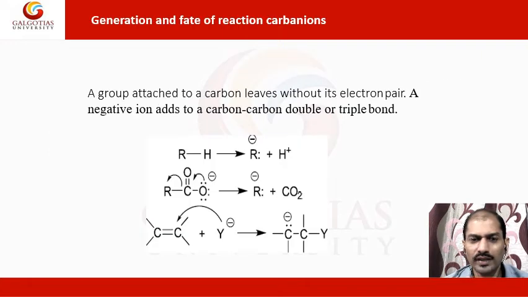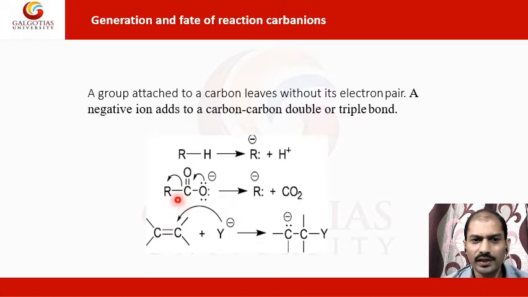So in this way they can also be generated by different reactions, as you can see here, like by replacing the hydrogen from the hydrocarbon, because this is the hydrocarbon chain R, and this can be generated from there also. So a group attached to the carbon leaves without its electron pair, because here hydrogen is removed, leaving its electron to this carbon. So then these can be formed. So a negative ion adds to a carbon-carbon double or triple bond.